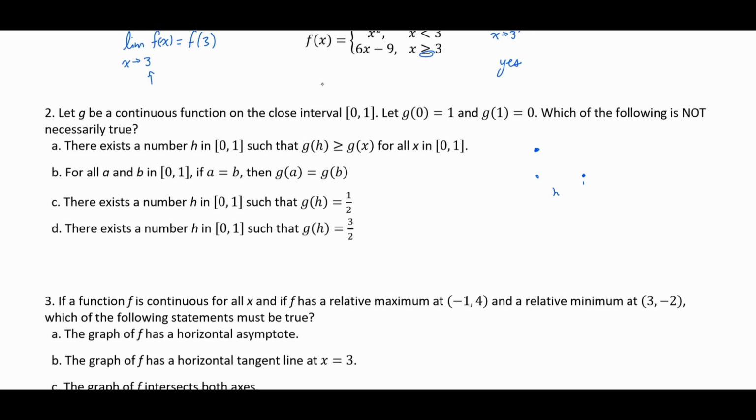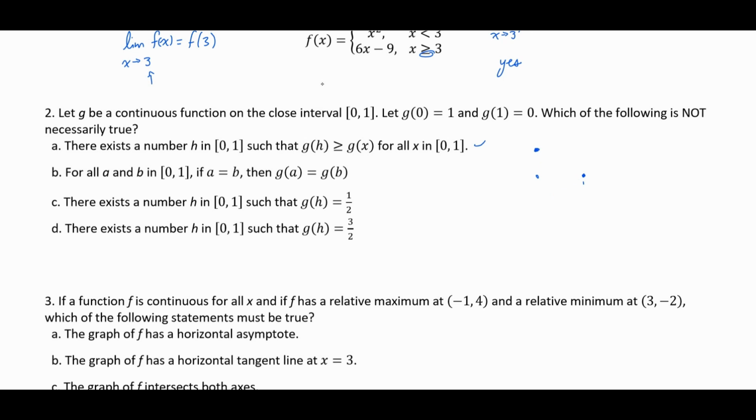Since the function's continuous, if I say h is there, that there exists a number h, and that this is the same function, yes, it has to be greater than or equal to every value in between. Then if I change it up and say h is down here, then yes, it has to be this point. It's not greater than at every point, but it was equal to at one point in there. So we know A is good.